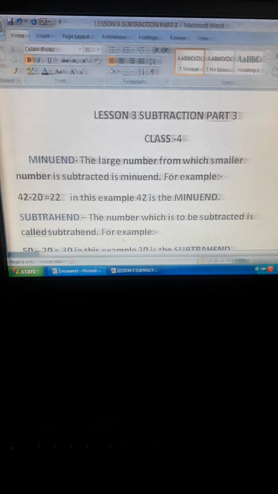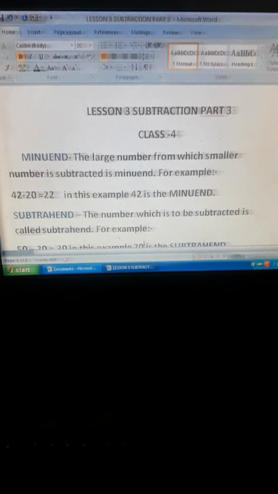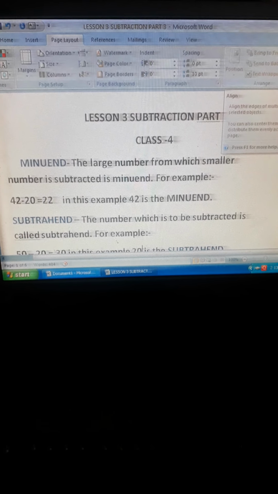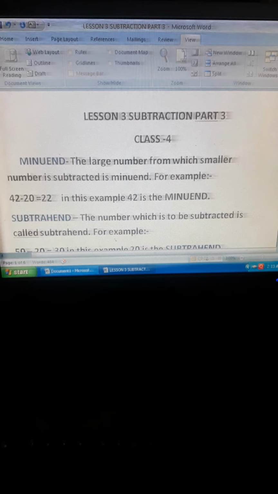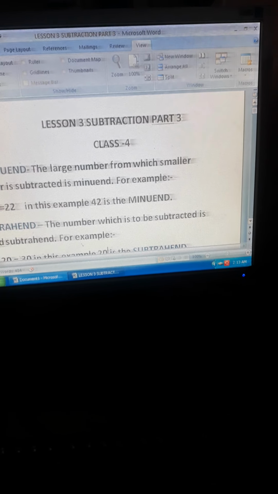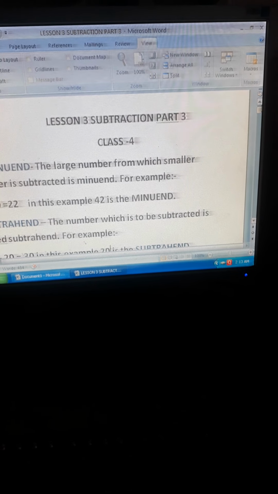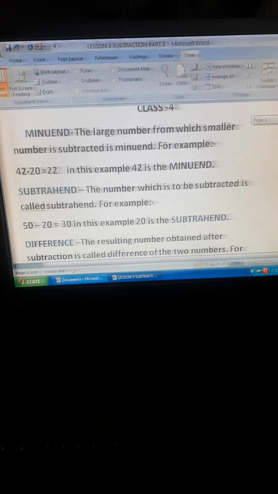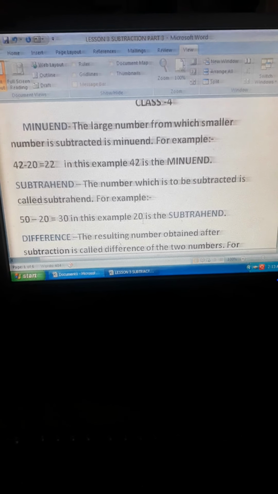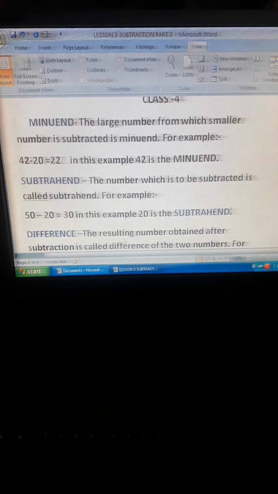Now coming to the next, subtrahend. The number which is to be subtracted is called the subtrahend. For example, let us see the example. 50 minus 20 is 30. So 20 is the subtrahend.